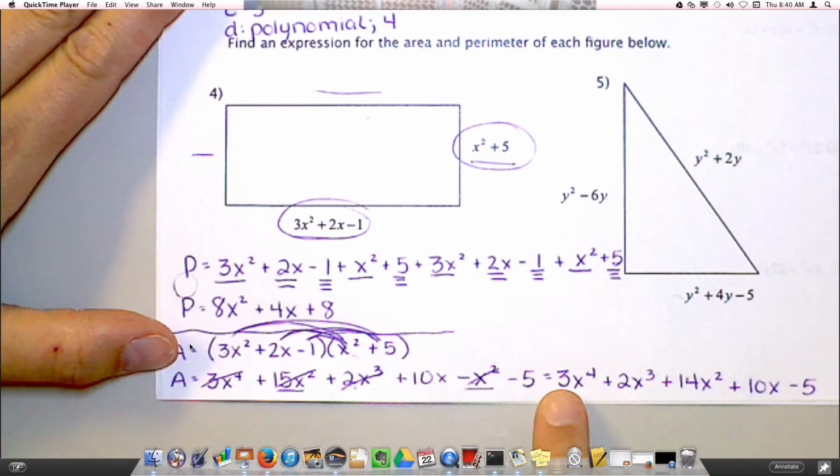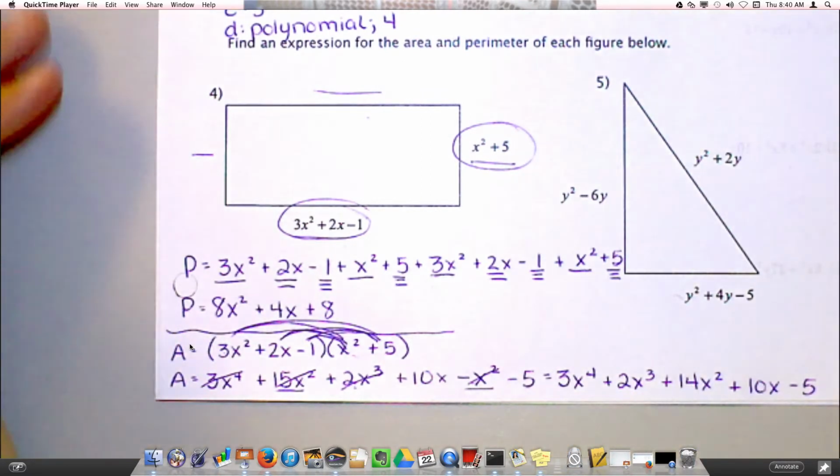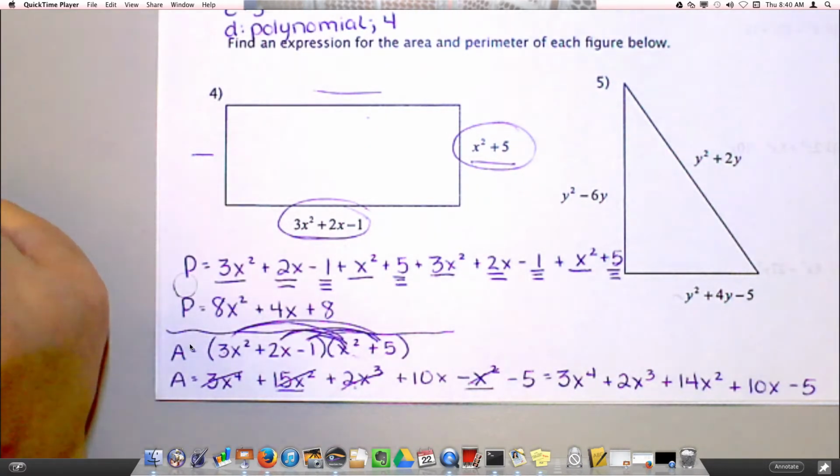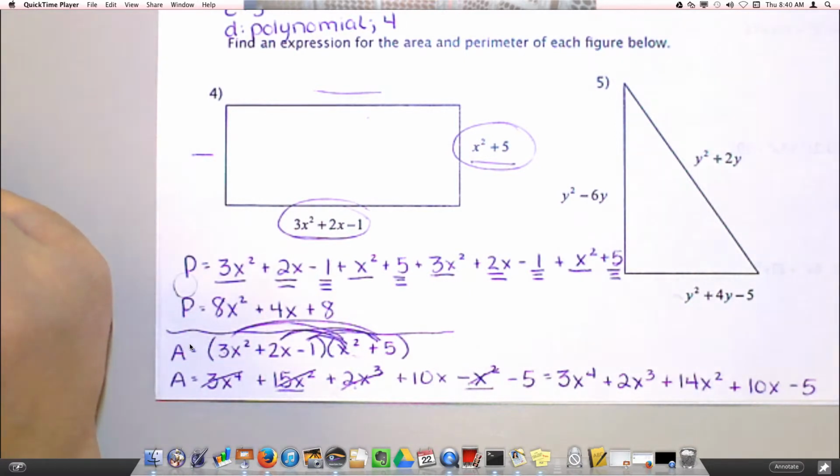So that right there, starting at the 3x to the 4th, that's your final answer for area. Does that make sense? Kind of a long process, but shouldn't be too difficult. Any questions on that? Anyone feel like they wouldn't be able to do that on their own? Okay, we are a sea of blank stares this morning.